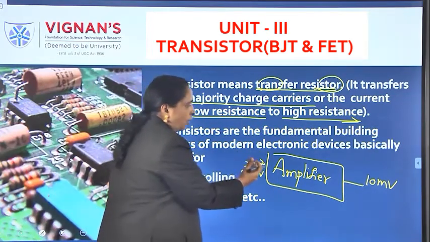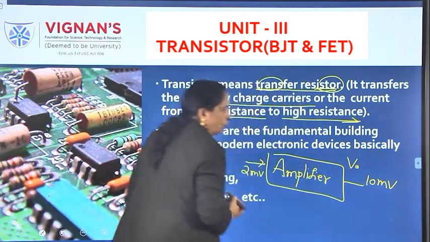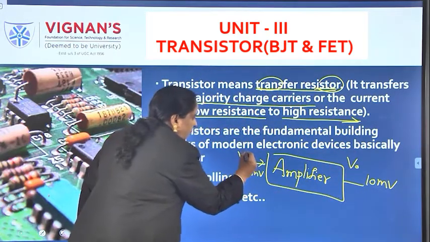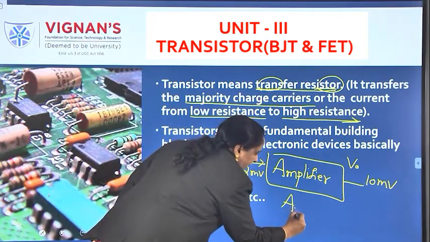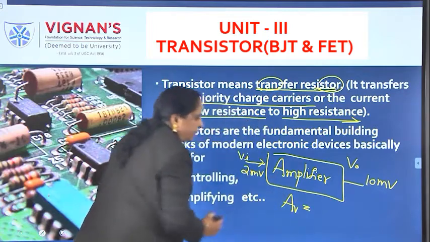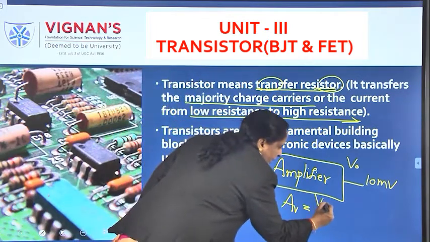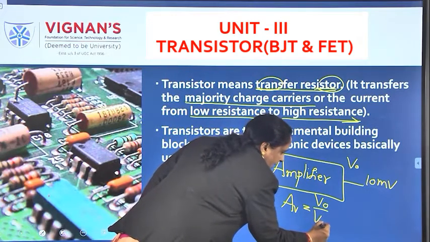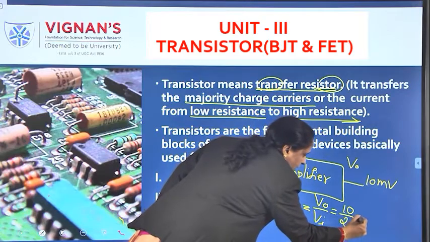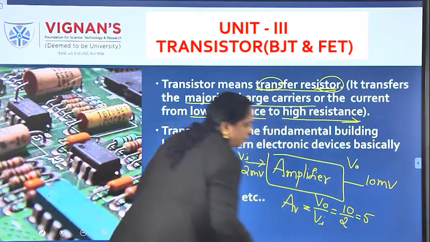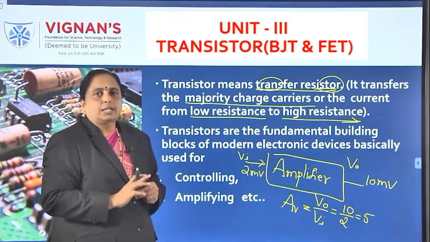So what is the gain? How much gain is done here? Suppose V0 is the output voltage and the input voltage is 2 millivolts, then how much gain can you see here? AV, where A means gain and V means voltage. The voltage gain is given by V0 by Vi, that is equal to 10 millivolts by 2 millivolts. Therefore, the gain is 5. This is possible only with a BJT like this.